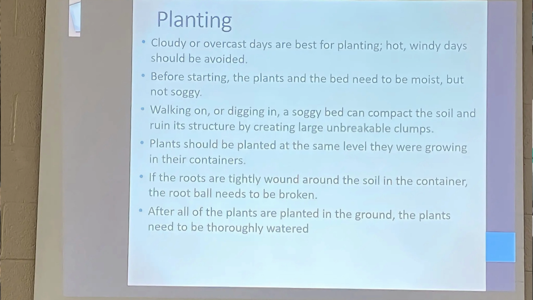Planting. Cloudy or overcast days are best for planting. Hot and windy days should be avoided. Before starting, the plants in the bed need to be moist, but not soggy. Walking on or digging in a soggy bed can compact the soil and ruin its structure by creating large, unbreakable clumps. Plants should be planted at the same level they were growing in the containers. If the roots are tightly bound around the soil in the container, the root ball needs to be broken. After all the plants are planted in the ground, the plants need to be thoroughly watered.